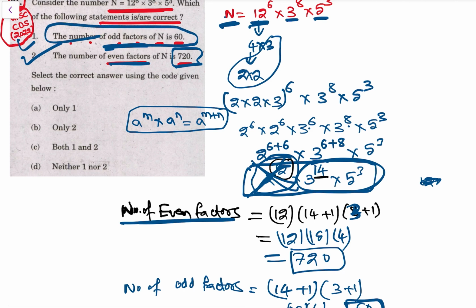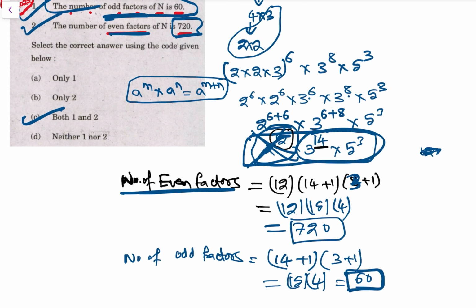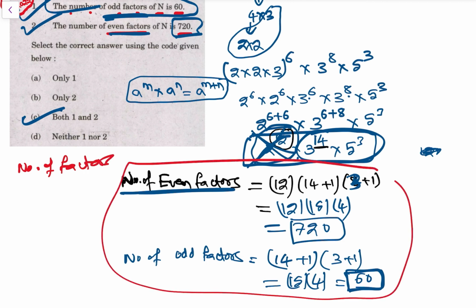So 60 is given, so this is also correct. Both 1 and 2 are correct. Had it been asked for the total number of factors, simply adding even plus odd we would get 720 plus 60, which is 780.